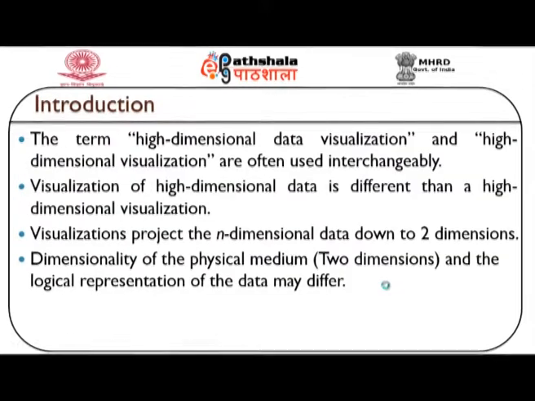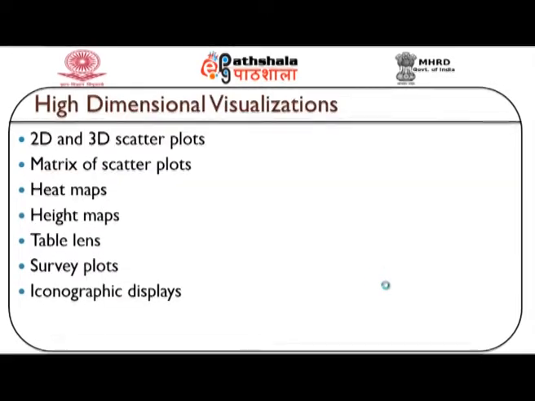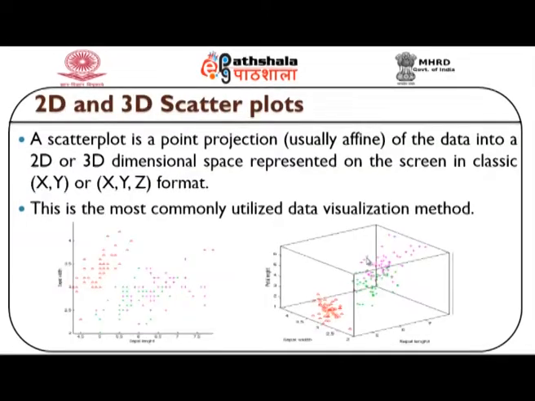So high dimensional visualization is totally different from high dimensional data visualization. If we look at high dimensional visualizations, we have 2D and 3D scatter plots, matrix of scatter plots, heat maps, height maps, table lenses, survey plots, and iconographic displays. Let us have a look at each individual high dimensional visualization in detail.